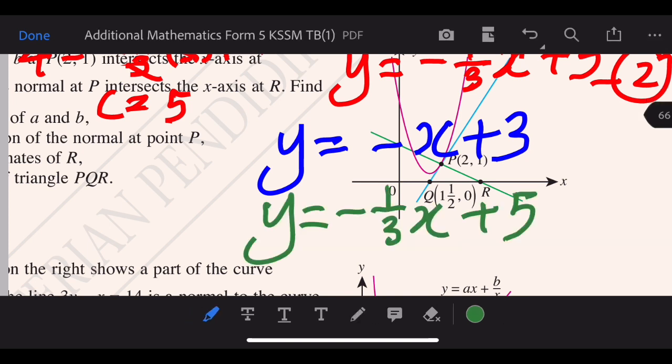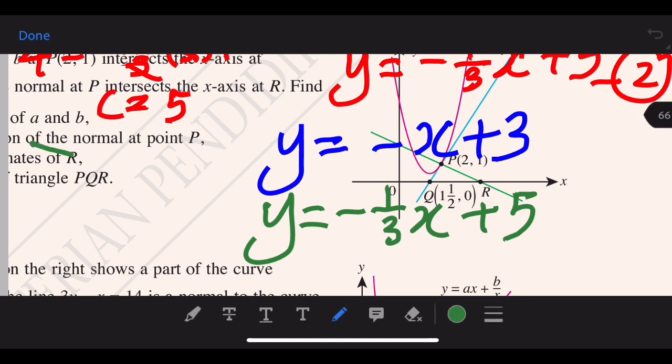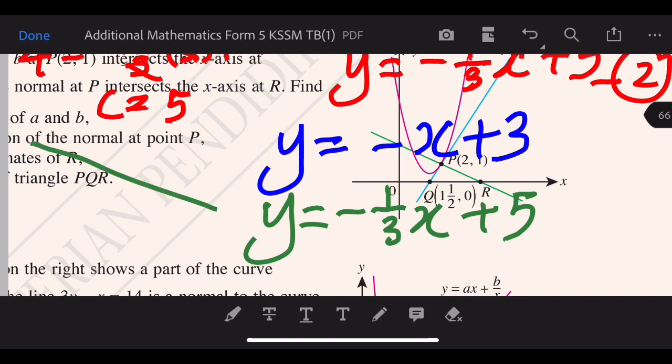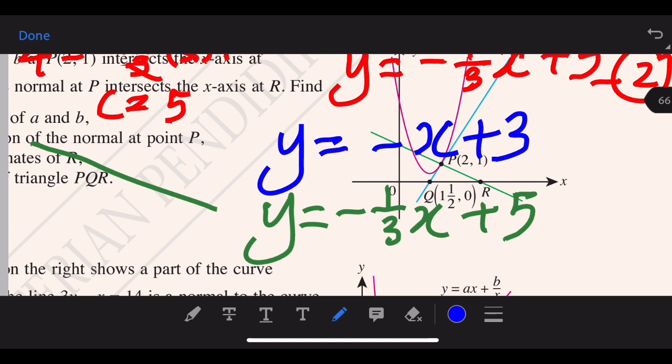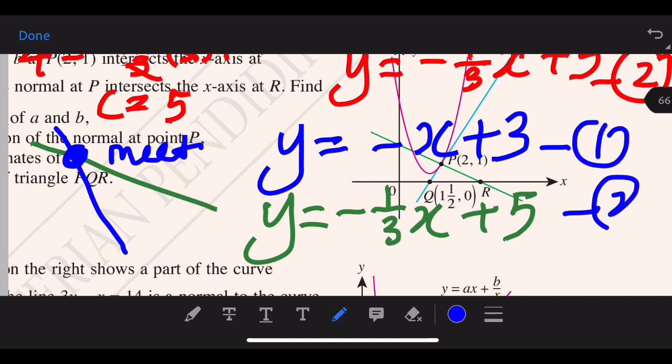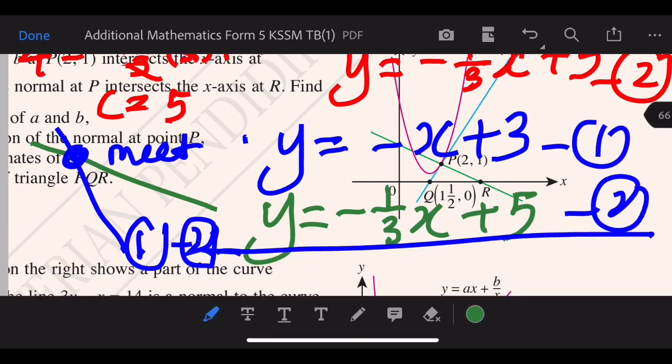So now these two lines actually intersect. The green line is heading this way, and the blue line is heading this way. So they intersect at this point. When they meet or intersect, we use simultaneous equations. So 1 and 2. We have a like term here, the y, so we can just subtract. I take 1 minus 2, or you can use substitution. I like to use elimination. Very easy.